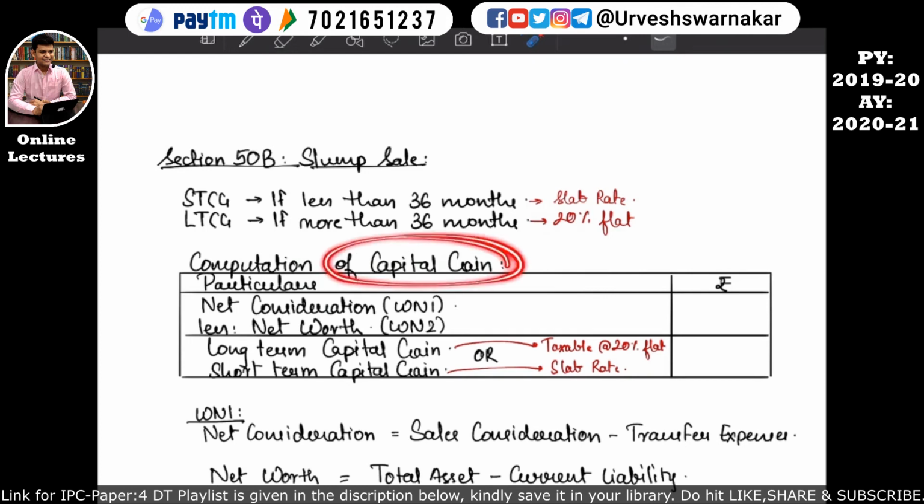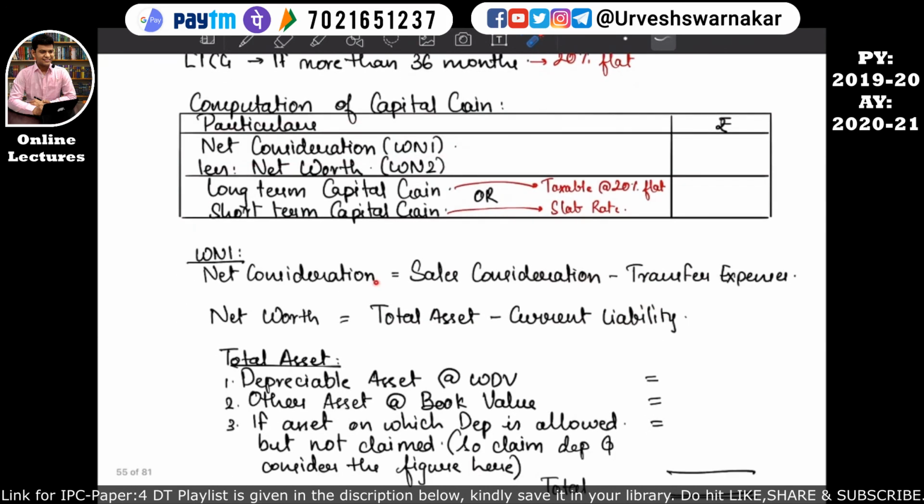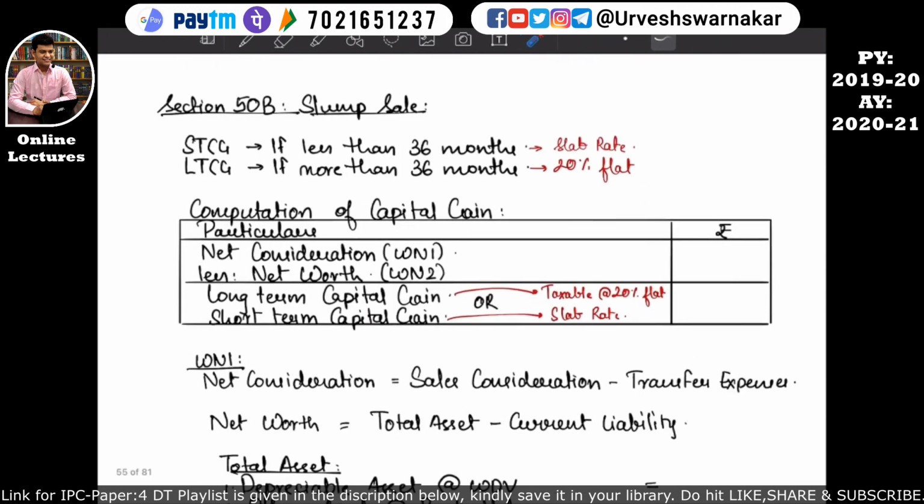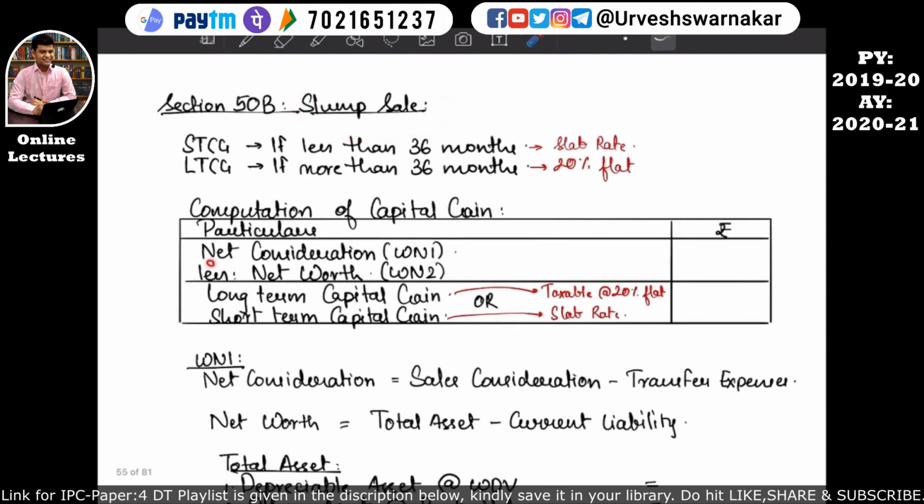How to calculate the capital gain now? Over here I have made a format in the notes itself which says net consideration, refer working note number 1, which will be reduced by the net worth, which will become our working note number 2, and finally we will calculate our long-term capital gain if the asset is a long-term capital asset. So how to calculate net consideration? It is very simple. Full value of consideration, which will become our sales consideration over here, and further we will reduce transfer expenses related to such lump sum sale. That will become our net consideration.